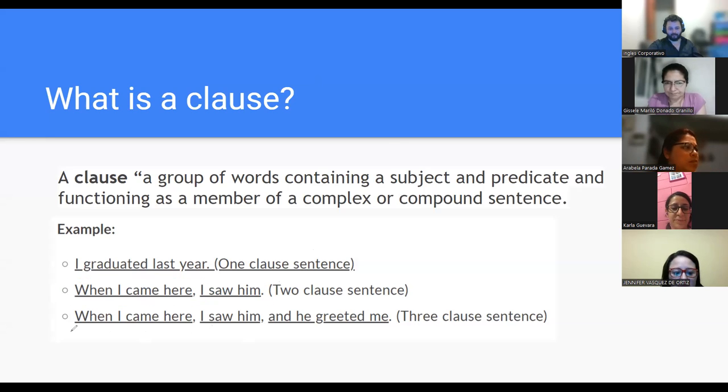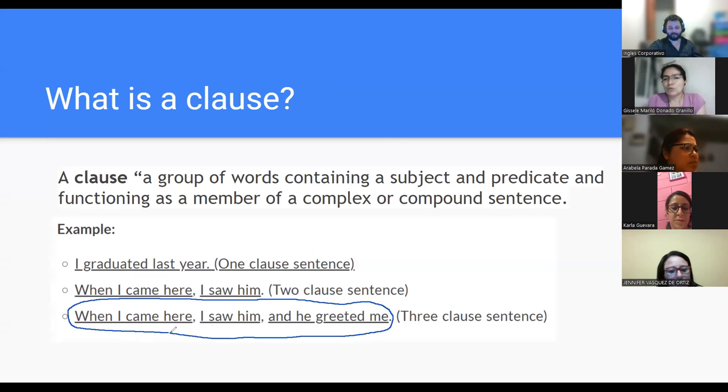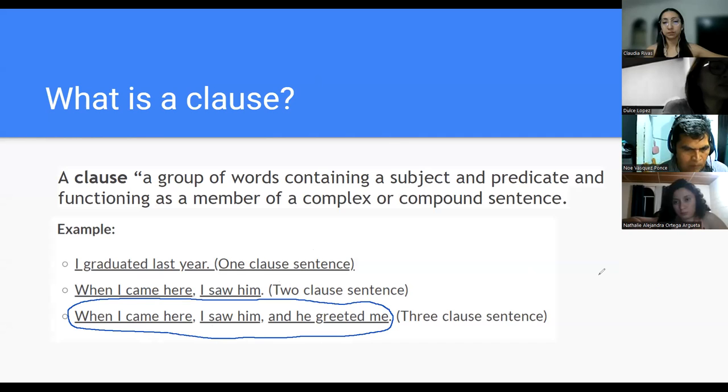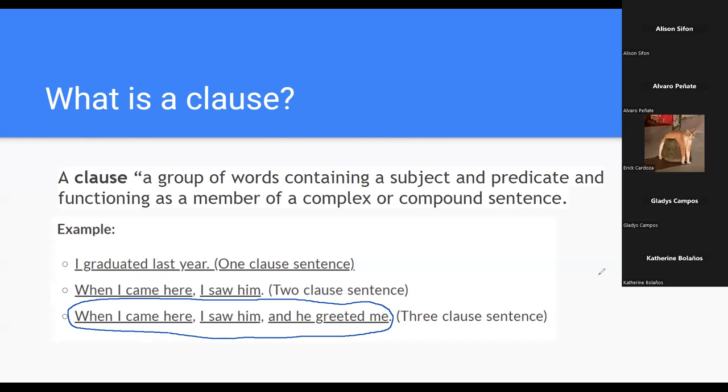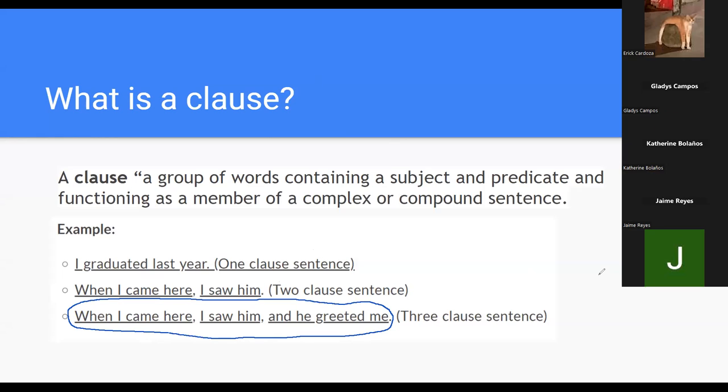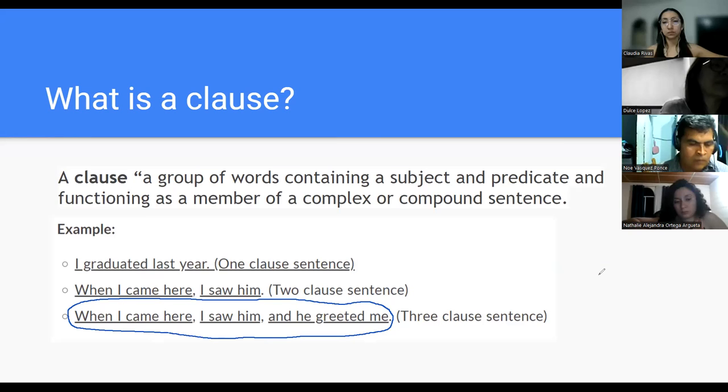So over here, how many? Three. Three what? Three clauses. Okay, we have three clauses. And how many sentences do we have? Just one. We only have one.